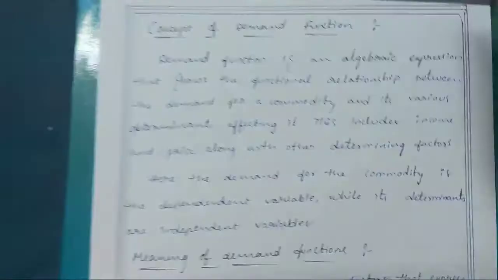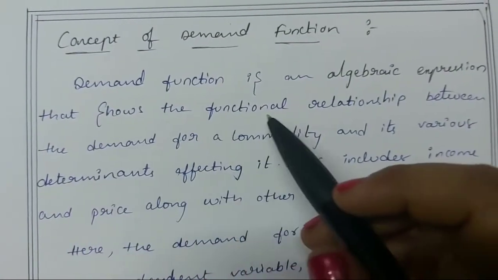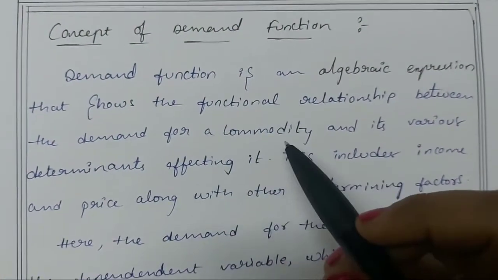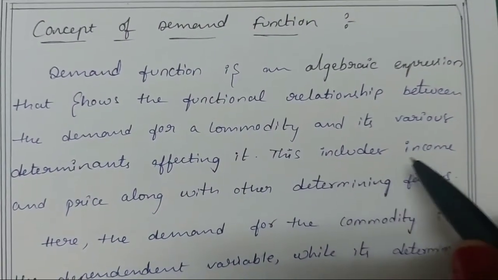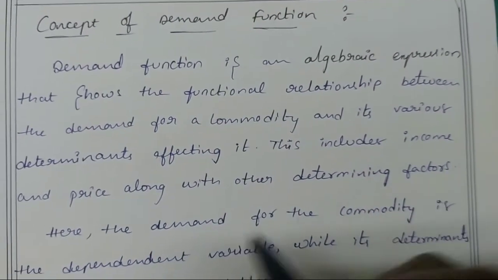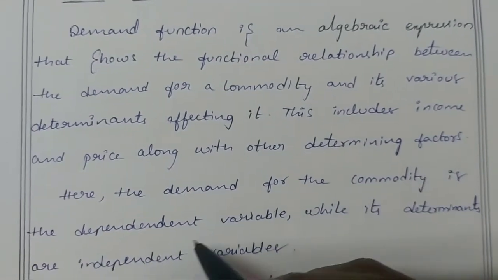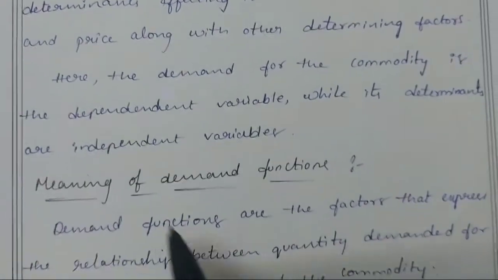Let's know the concept of demand function. Demand function is an algebraic expression that shows the functional relationship between the demand for a product and its various determinants affecting it. This includes income and price along with other determining factors. Here, the demand for the commodity is the dependent variable while its determinants are independent variables.